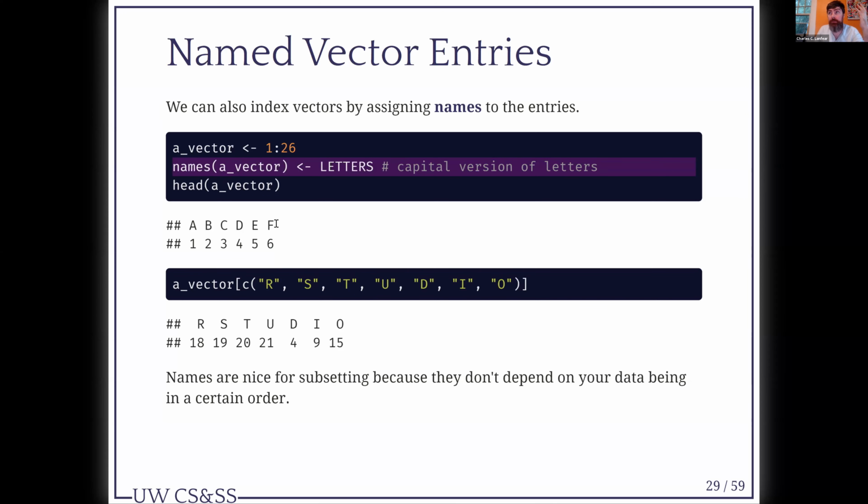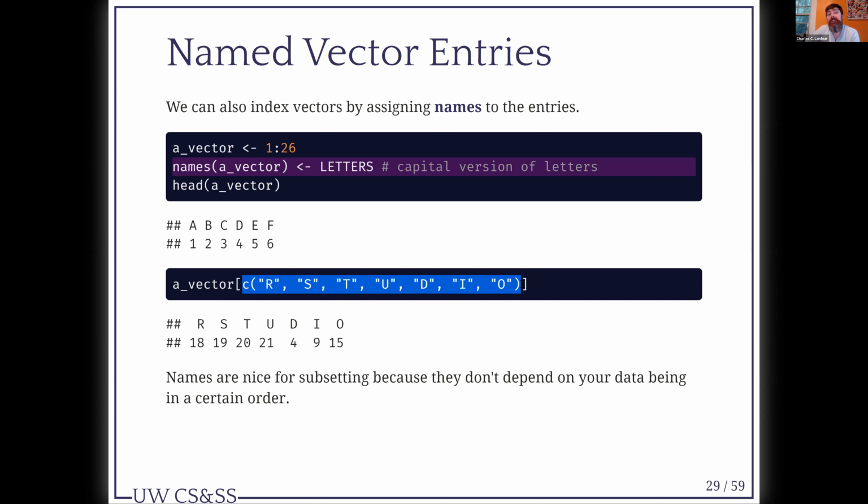What might you use this for? If I take a vector and then subset it by the letters R, S, T, U, D, I, O, I'll get out 18, 19, 20, 21, 4, 9, and 15. These are the numeric positions of the letters I subset it by. You can subset vectors, or anything that has a name, by its names instead of its numeric positions.